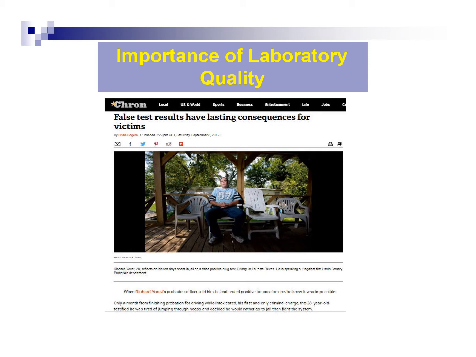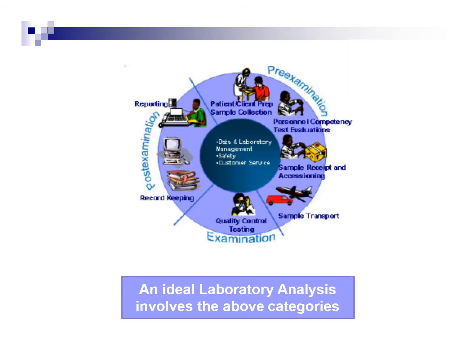So we might penalize someone with falsified results if, let's say, whatever step we are doing in our laboratory as a chemist, if we don't follow the correct SOPs, we might produce falsified results or the results are not accurate. So therefore, an ideal laboratory analysis involves the above categories.